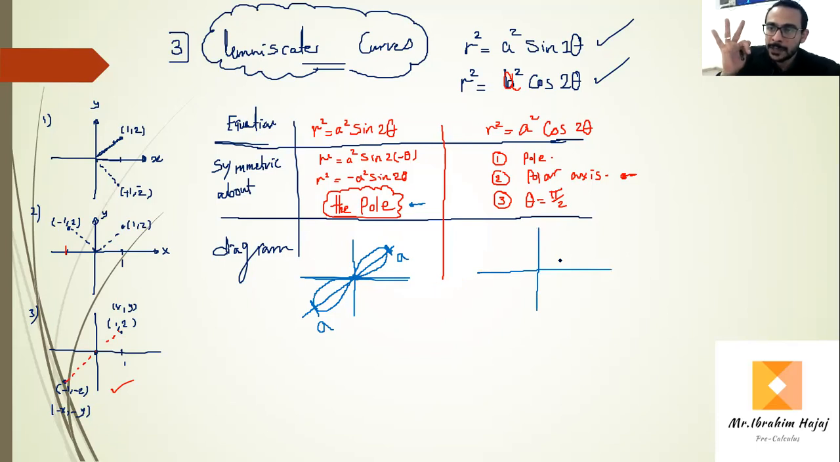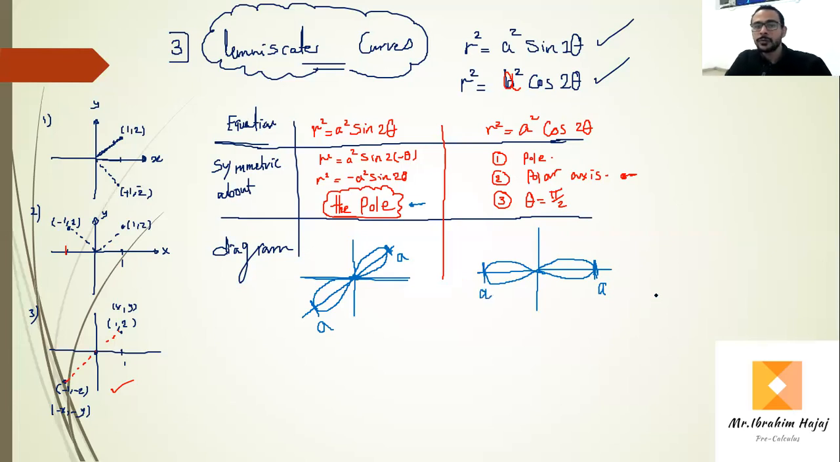the polar axis, and the y-axis or theta equals pi over 2. Symmetric about all three. Because it's symmetric, it's going to be an infinity sign shape like this. And here is a, and here is negative a, which is also a. Okay?